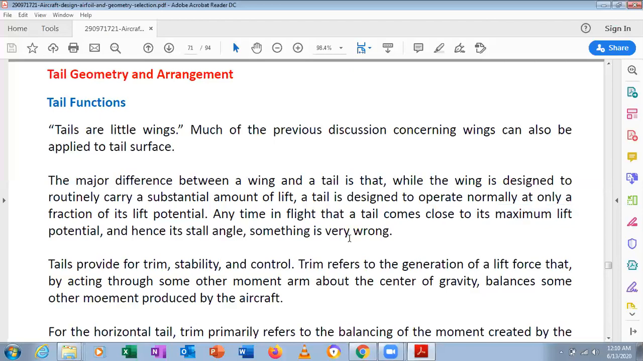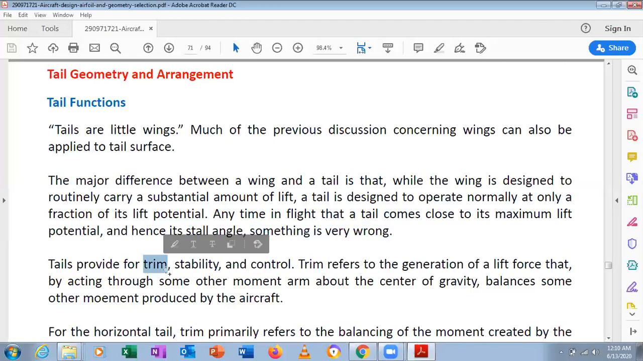If it loses control at that time, the aircraft will not be in control. Sometimes it may crash. So the tail's functionality in the stabilizing part of the aircraft is very important. The tails provide for trim, stability and control.